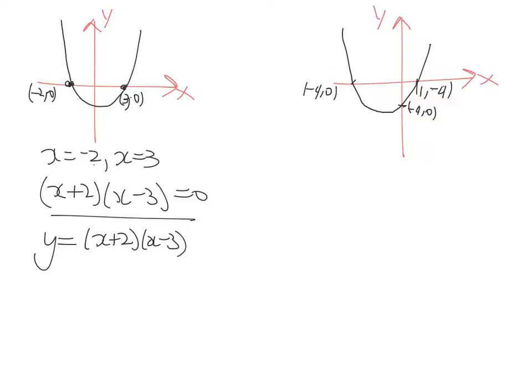So if we were to substitute -2, we get -2 plus 2, we get 0. So our null factor law kicks in.